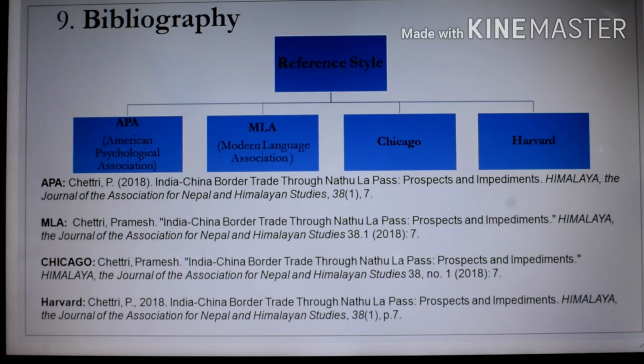The last thing is the bibliography. I have given some reference styles here: APA, MLA, Chicago, Harvard. In the APA reference style, I have given my own article. You can check it, or follow it, to see how to write in APA style. And MLA style, Chicago style, Harvard style are given here. So you can simply take this citation from Google Scholar, not only my articles. If you want the citation of any article, you can search in Google Scholar. So there is no need to do it manually. So that is the thing.